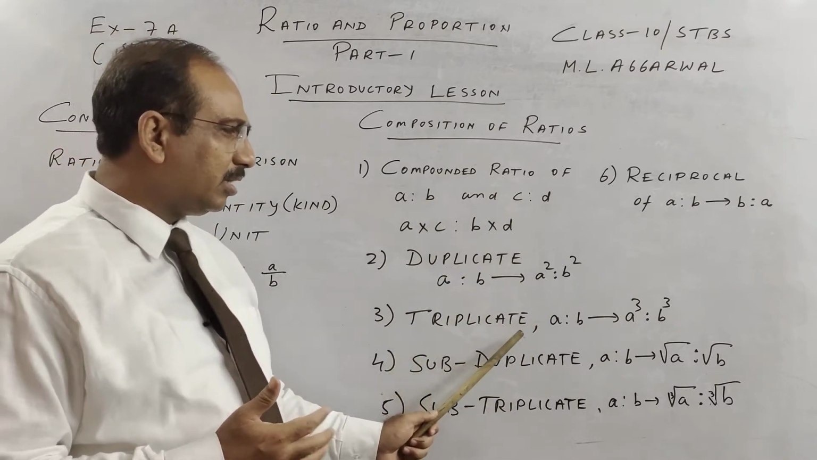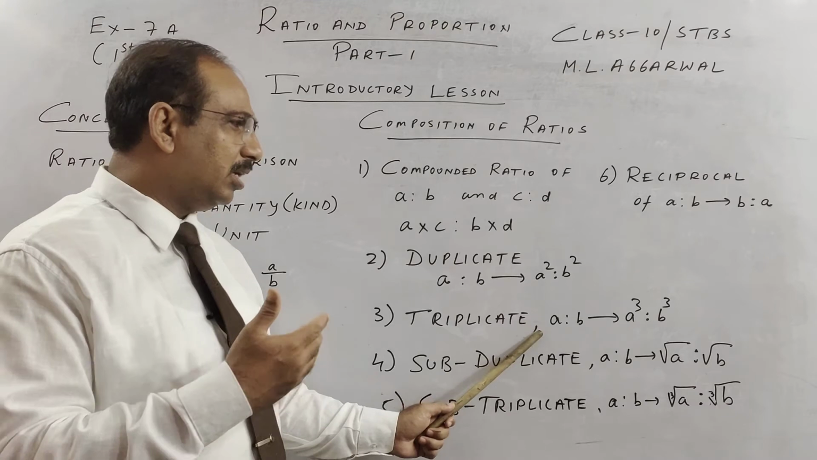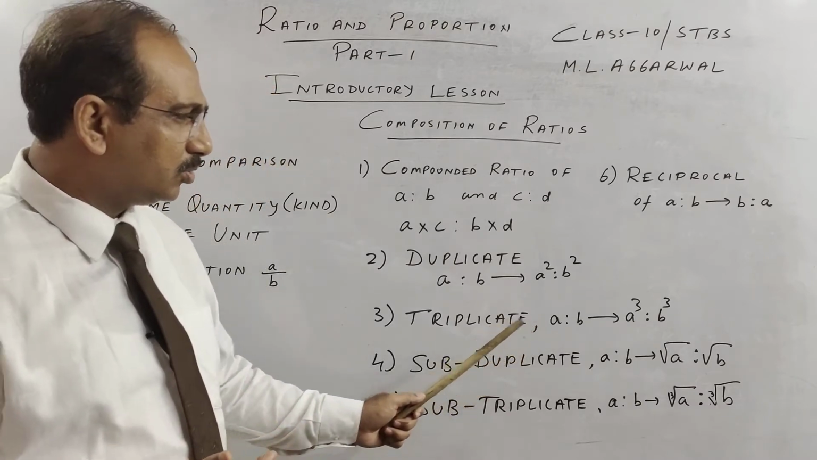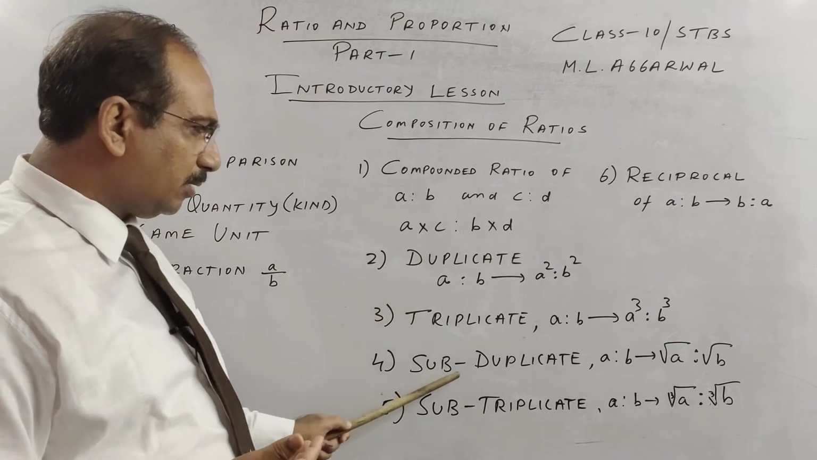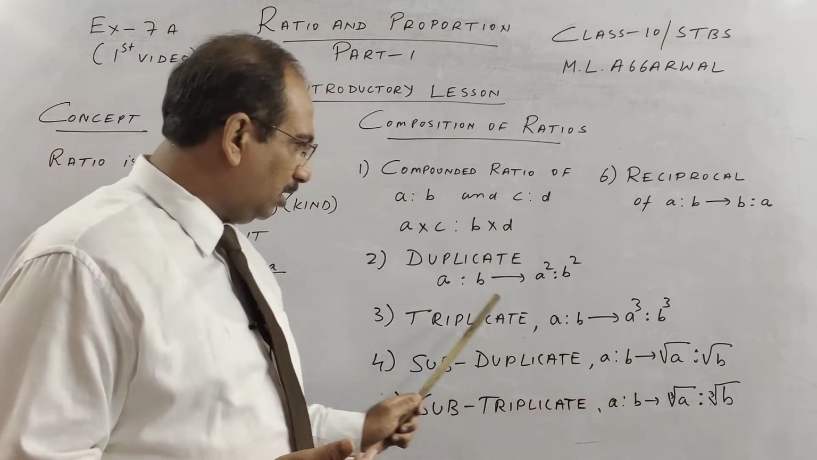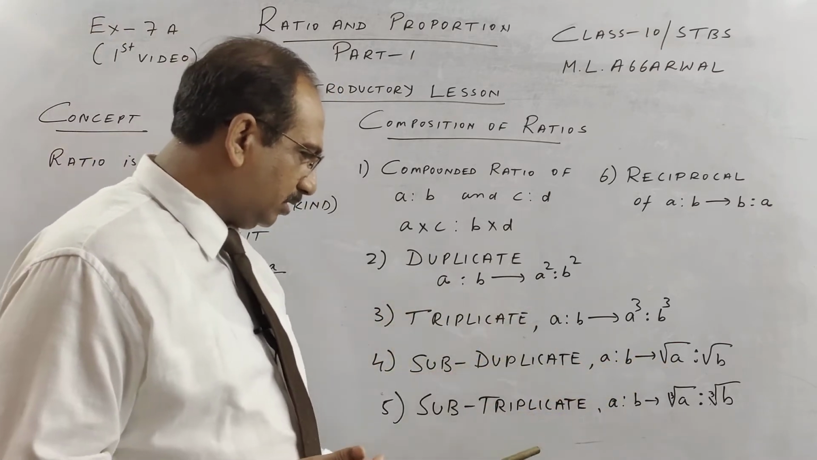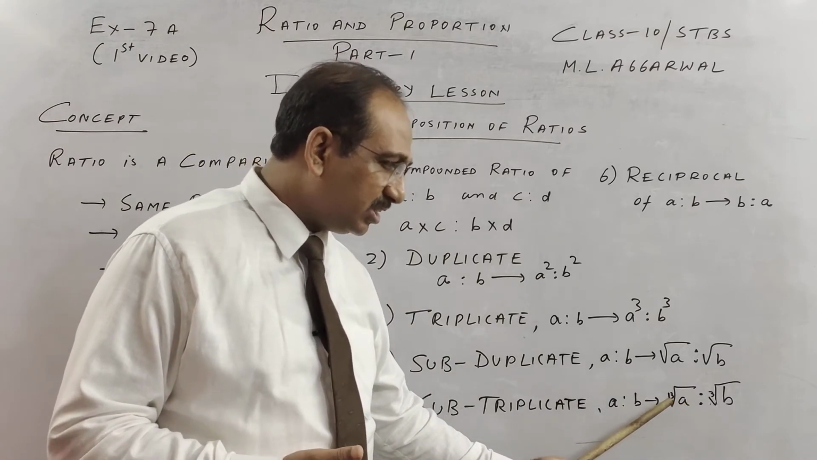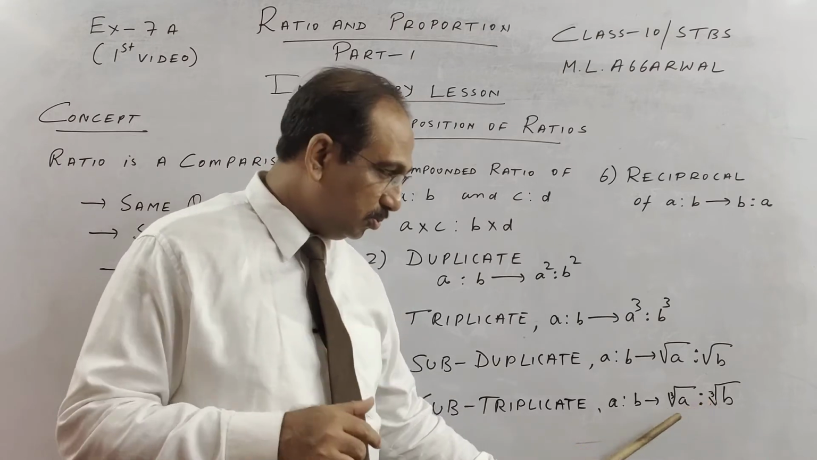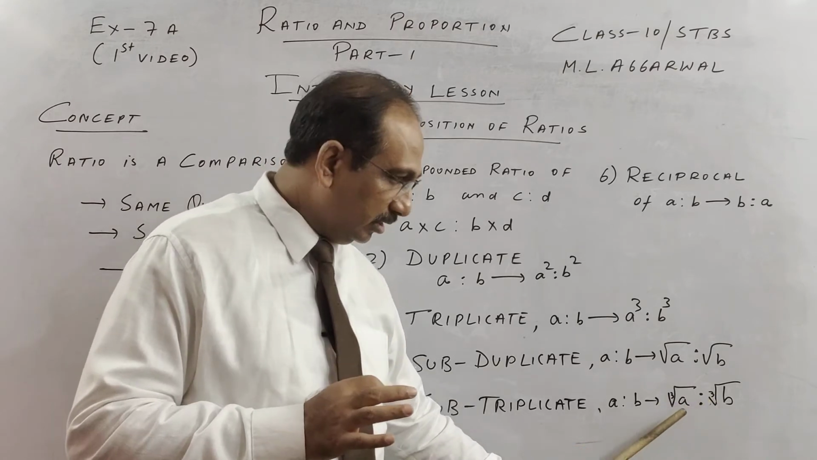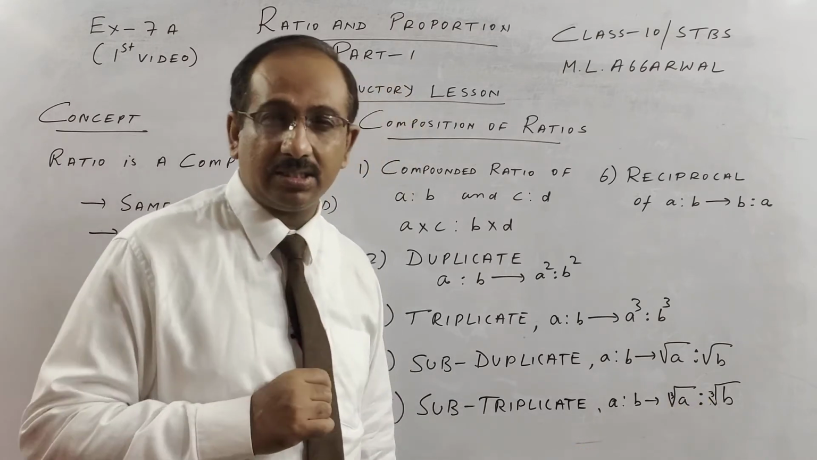Same thing, a triplicate ratio is when it is done thrice, so it's A cube is to B cube. Next is subduplicate: duplicate you have square, subduplicate you have root. Triplicate you have cube, subtriplicate we have cube root. This 3 should be small, children. Don't write 3 in the size of 2. Cube root, see this 3, where I have put it and what its size is.